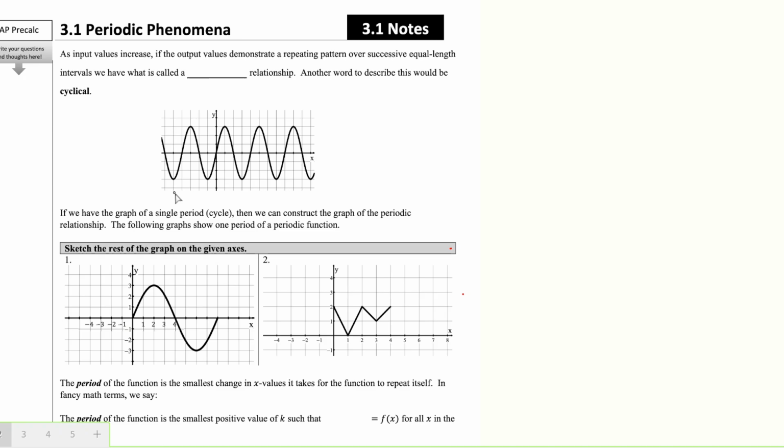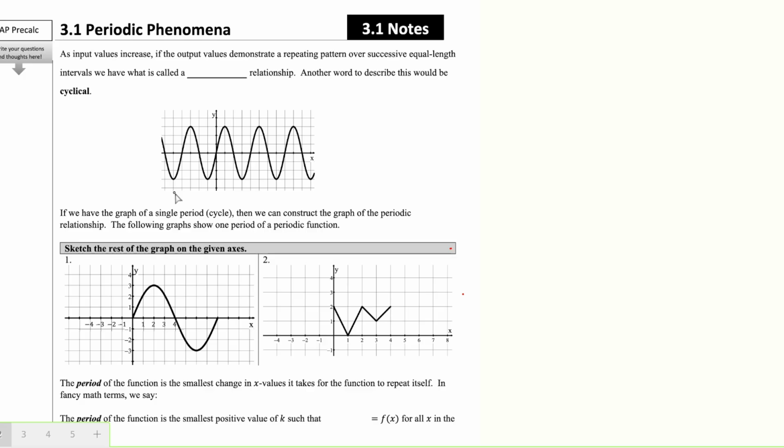Hello, mathematicians, and today I am going to teach you lesson 3.1, periodic phenomena. This is in AP Pre-Calc, flippedmath.com's material. This is the first lesson in Unit 3.